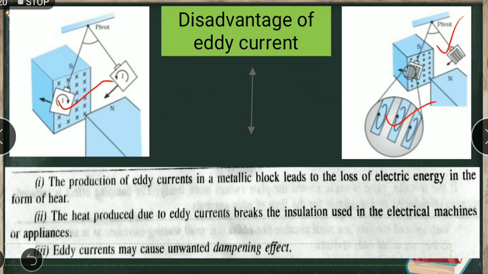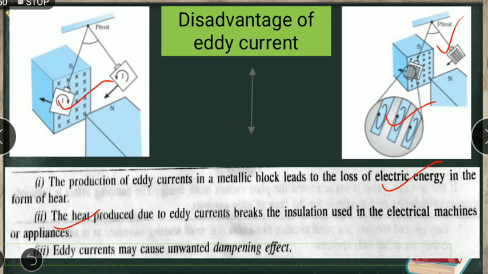The production of eddy current in a metallic block leads to the loss of electric energy in the form of heat. So if eddy current forms on the surface, very much heat will be produced on the surface. Okay, so here, the second one: heat produced due to eddy current breaks the insulation used in the electrical machines or appliances.